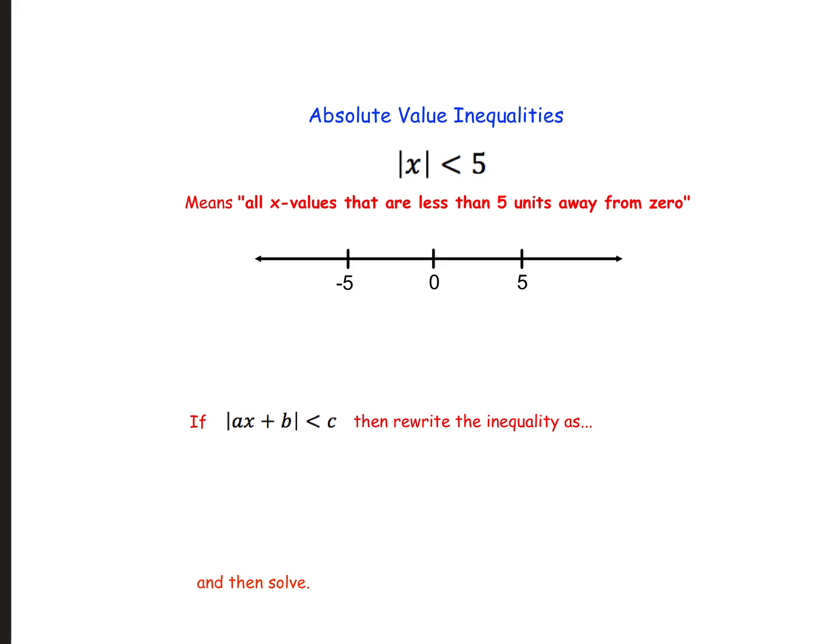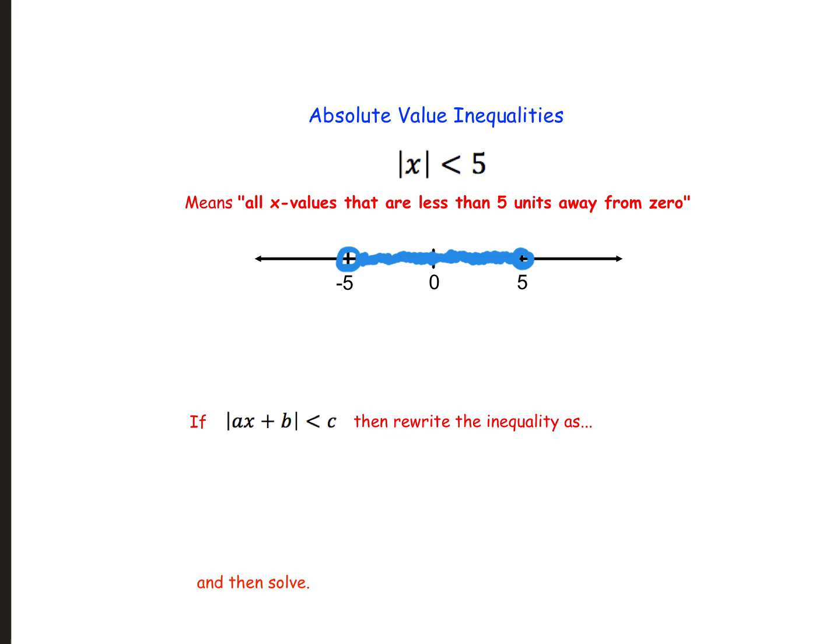So that means x could be things like 1, 2, 3, or 4. It can't be 5 itself, okay? But it could be any of these values because all of these values are less than 5 units away from 0. 0 itself is even that. And then we go this way, -1, -2, those are all within 5 units away from 0 or less than that. And then again, we get to -5, and -5 is exactly 5 units away from 0.